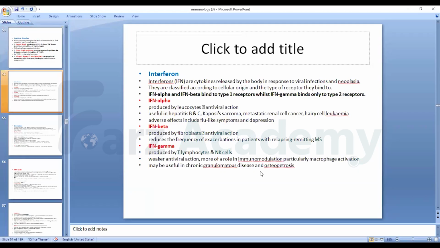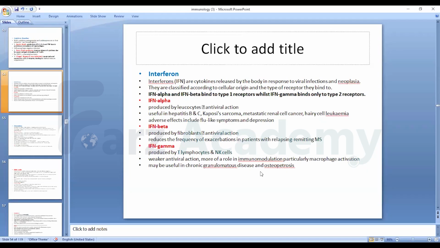So coming to interferons. Interferons are the cytokines released by the body in response to viral infections and neoplasia mainly. They are classified according to the cellular origin and the type of receptors they bind to. Interferon alpha and interferon beta bind to type 1 receptors, while interferon gamma binds only to type 2 receptors.